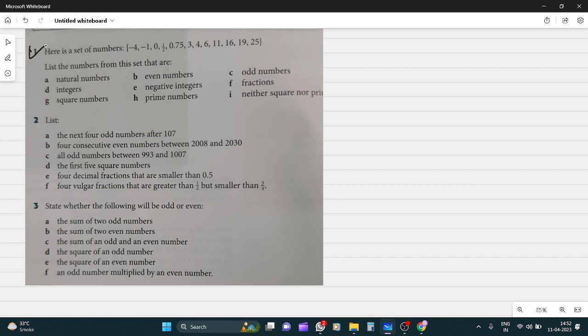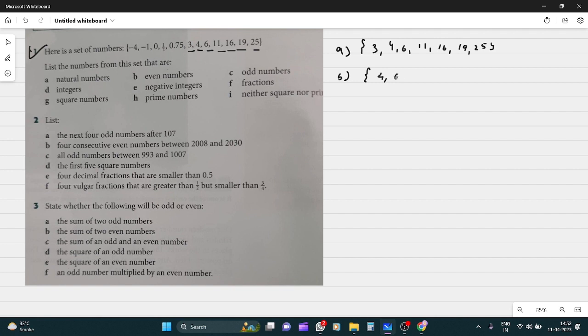Okay, question number 1. Here is a set of numbers: minus 4, minus 1, 0, 1 by 2, 0.75, 3, 4, 6, 11, 16, 19 and 25. List the numbers. So first, natural numbers. What are the natural numbers? Natural numbers are 3, 4, 6, 11, 16, 19 and 25. Okay. What are the even numbers?